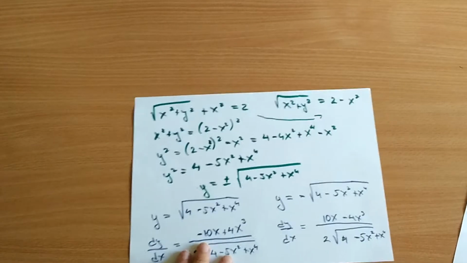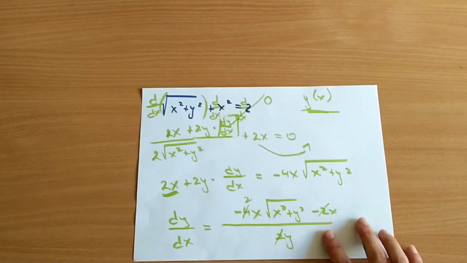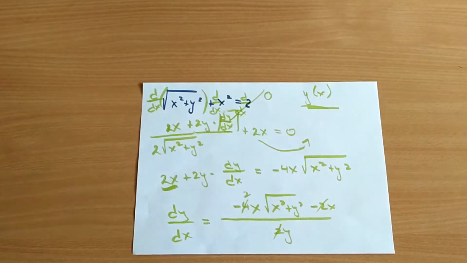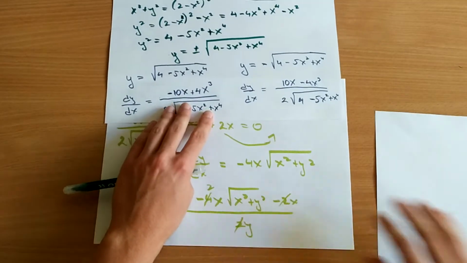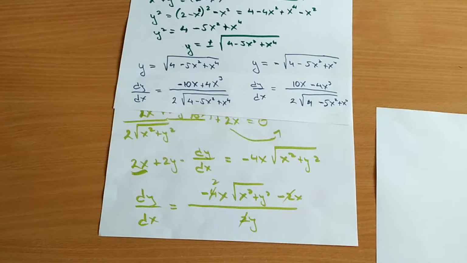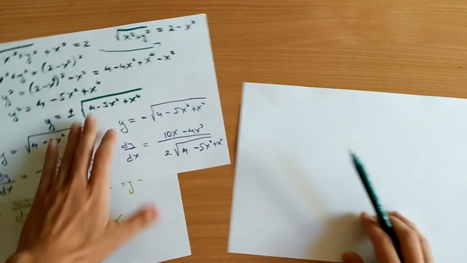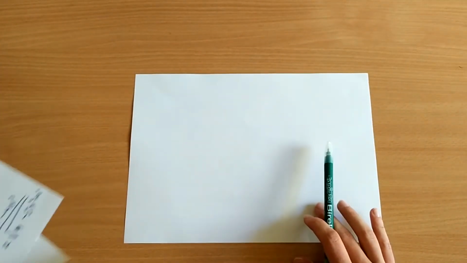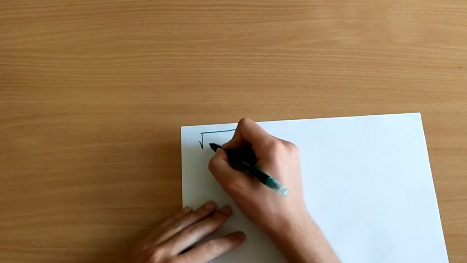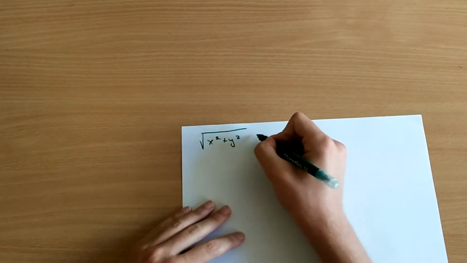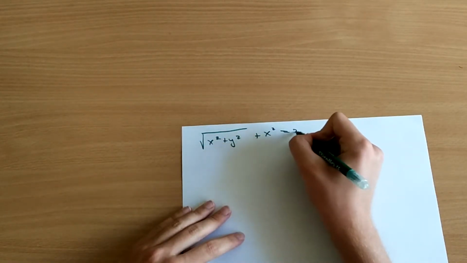Okay, so here we have the previous equation, the equation that we proved in the last video. And what we were going to do in this video is basically prove that these two are equal. So let's move this to the side, and then we're going to rewrite the equation. The square root of x squared plus y squared plus x squared is equal to 2.